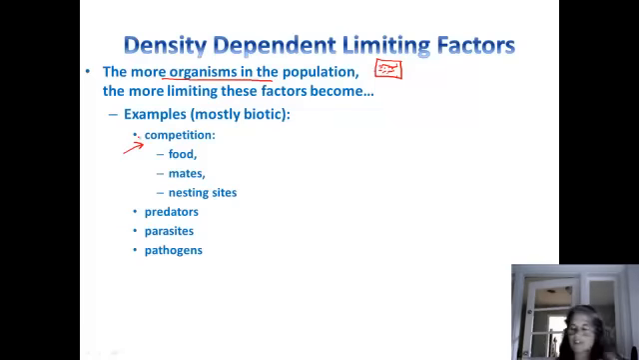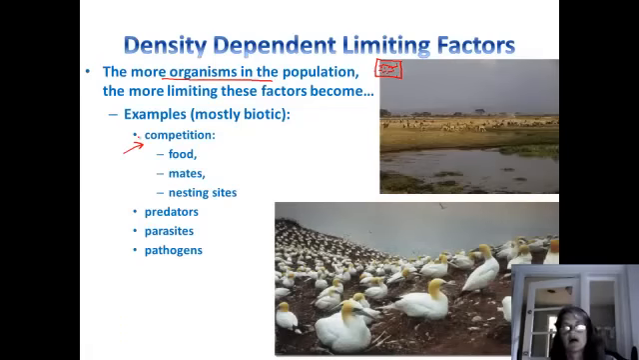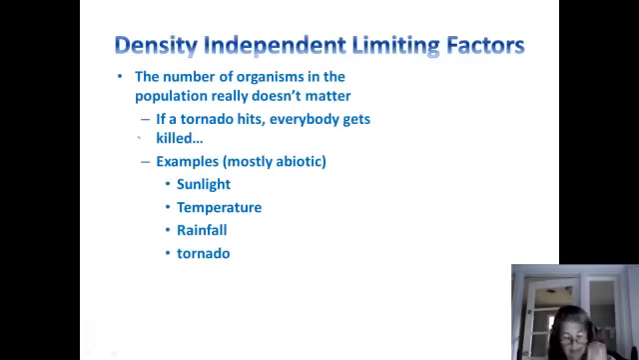Parasites and pathogens, diseases that can get passed from one to the other to the other. If you've got more, it's just like living in a city. Disease is going to run more rampant through a city than it is through the open countryside, because people are passing germs amongst each other because they're living in such close proximity to each other. So these are limiting factors that get worse or more limiting the more organisms you have in the population. Okay, so the more critters you've got, the more limiting the limiting factor is.